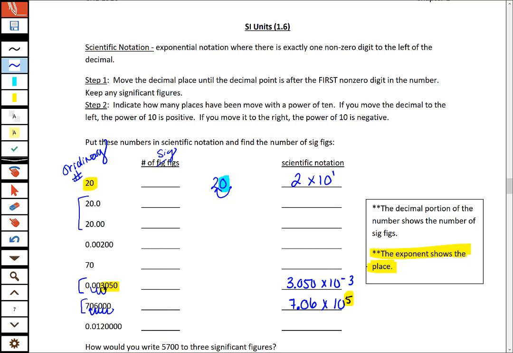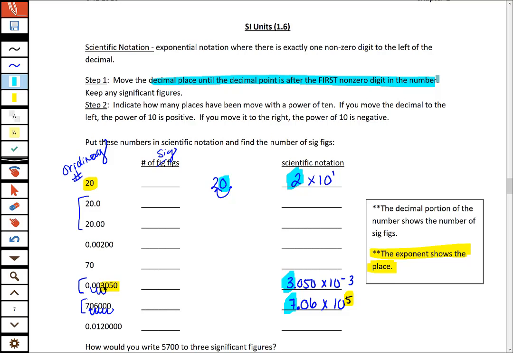And if we pause for a moment and recognize that every time I'm utilizing scientific notation, no matter what my ordinary number is that I'm starting with, I always have 1 digit to the left of the decimal. That's key, okay? So you move the decimal place until the decimal point is after the first non-zero digit. So 1 non-zero digit to the left of the decimal.